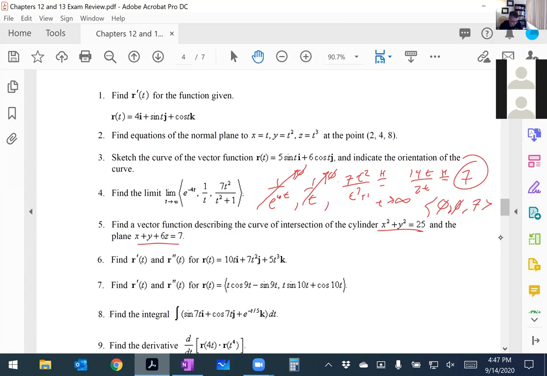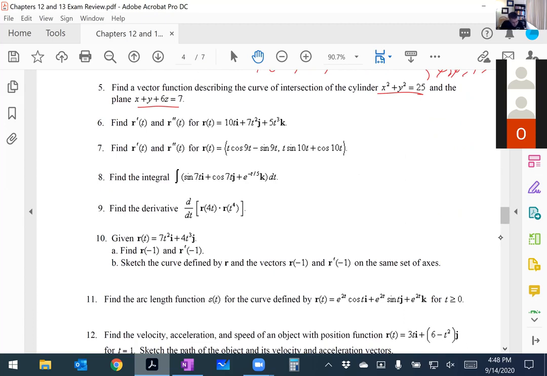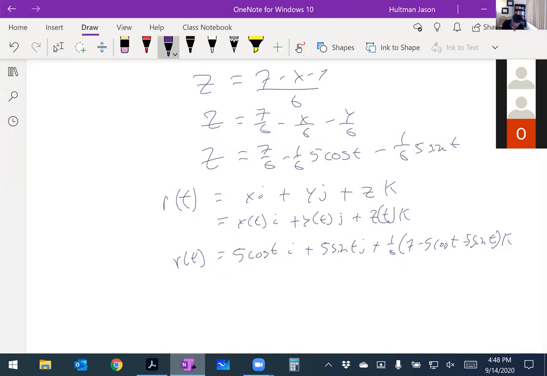Professor, on number 10, the sketching was a little difficult. Okay. Number 10? Yeah. Okay. On chapter 13? Okay. So it says on part B, is that what you're looking at? Yeah, part B. So find R and R prime, sketch the curve. Okay, so yeah, let's look at this real quick.